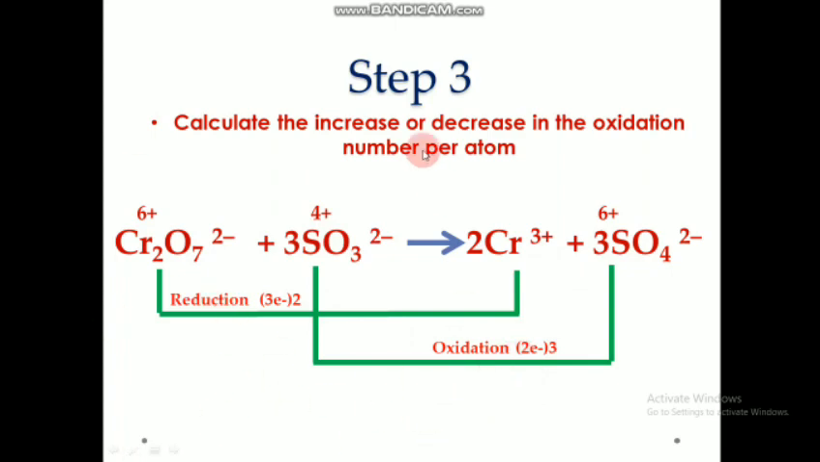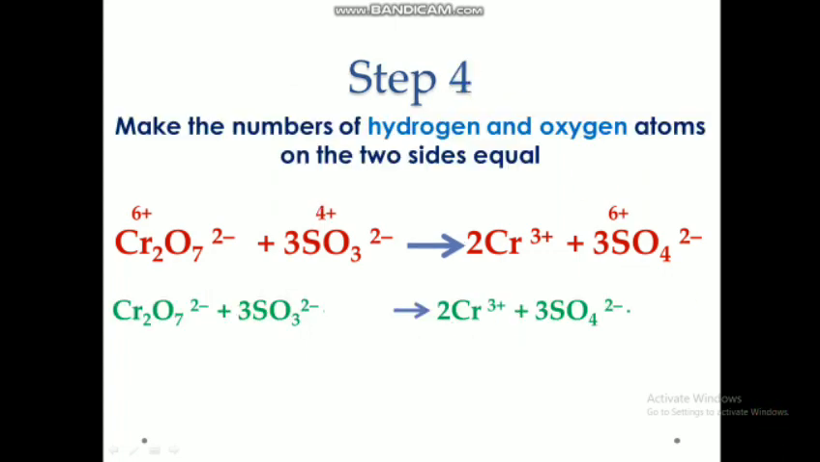So we completed the third step here and are moving on to the fourth step, where we make the number of hydrogen and oxygen atoms equal in both the sides. So this is the last step of balancing, where we count the number of oxygens and hydrogens in both the sides and make them equal.